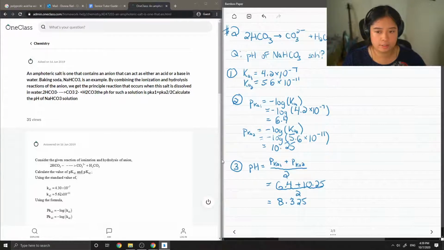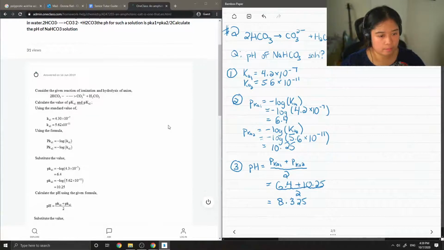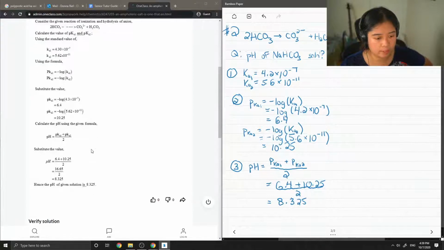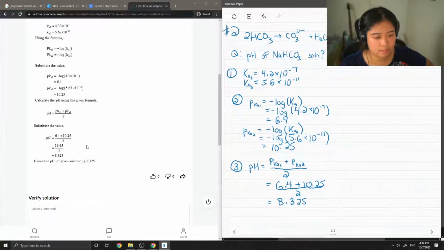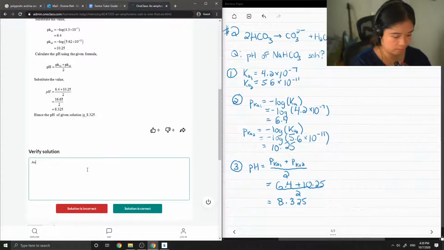Okay, so I'm just gonna look at the answer. They did the same thing. They found the Ka values, which were found in the table. They used the formula to find pKa. Okay, 6.4 and 10.25. They calculated pH, and then substituted the values. I'm just going to say answer correct.